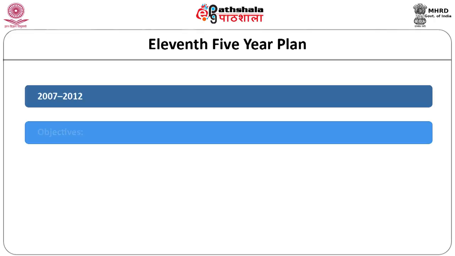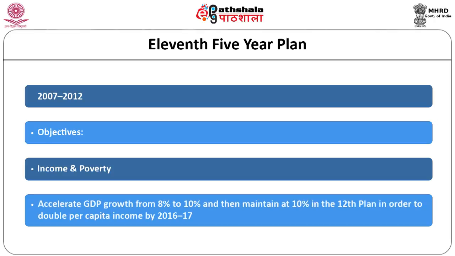And the 11th 5-year plan, again, the objectives were almost the same, but here the question was how to raise the income, how to reduce the poverty, how to accelerate the GDP from 8% to 10%, and then to maintain 10% in the 12th plan. Although at that time also it was considered these may not be realistic, there was a boom in the economy, everything was going smoothly, and we were progressing, and that's why we raised our target from 8% to 10%.